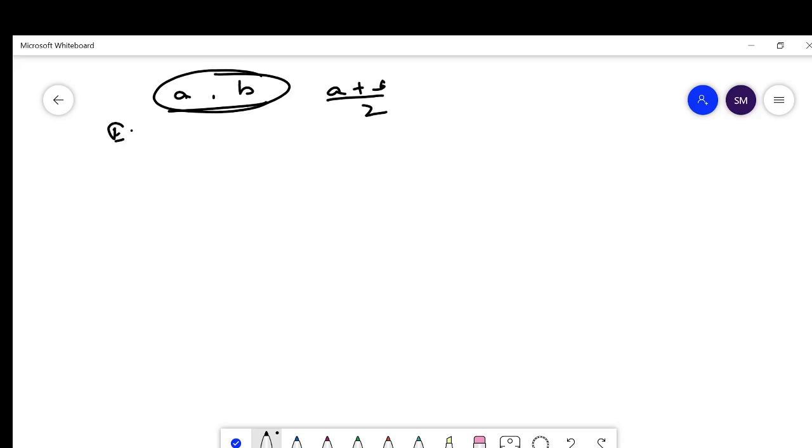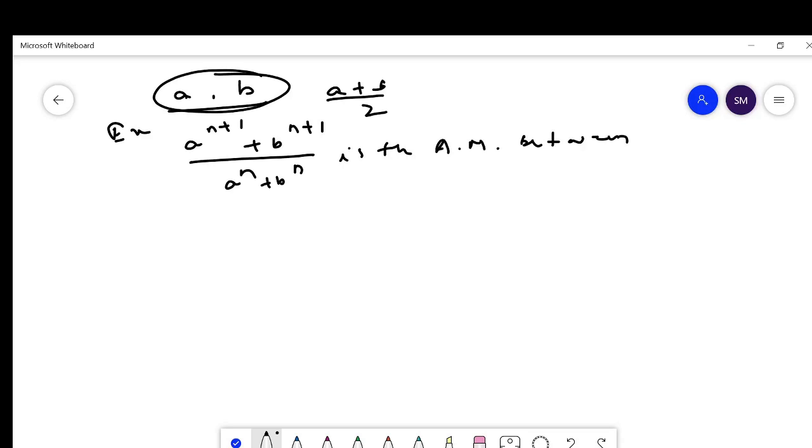Here the question says, A to the power n plus 1 plus B to the power n plus 1 upon A to the power n plus B to the power n is the arithmetic mean between A and B. Then we have to find the value of n.